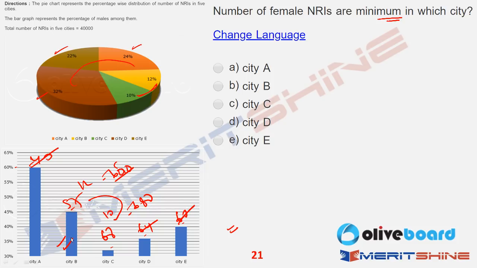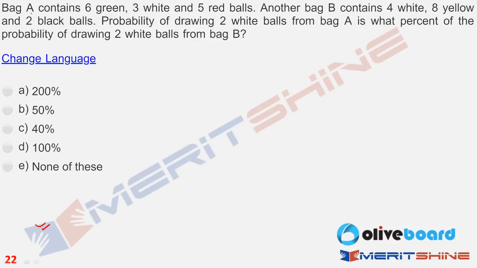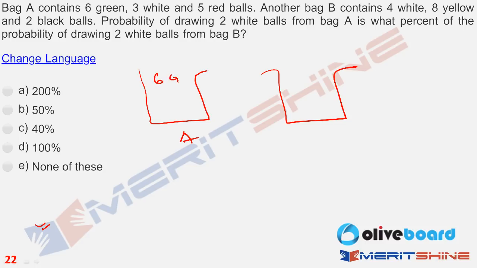Yeah. Let's look at this question. I hope you have done probability, at least do the balls and boxes. That is what generally gets tested. So this is bag A, this is bag B. Bag A has 6 green, 3 white, 5 red. Bag B has 4 white, 8 yellow and 2 black.